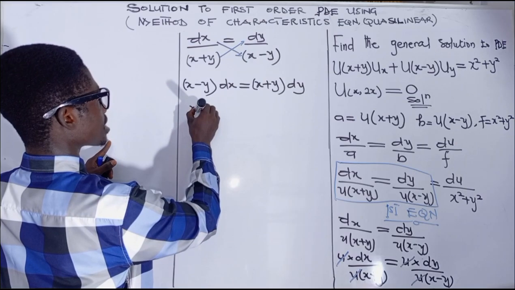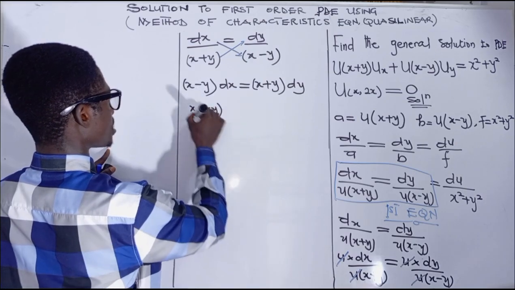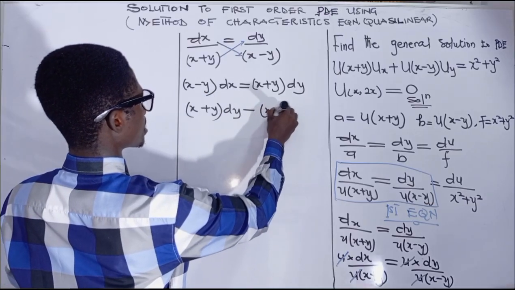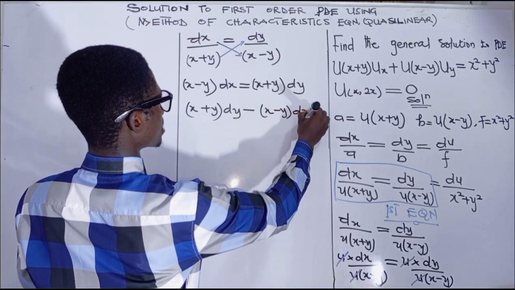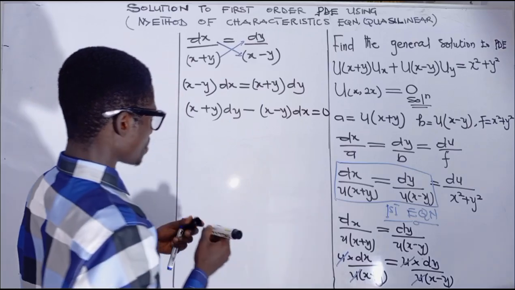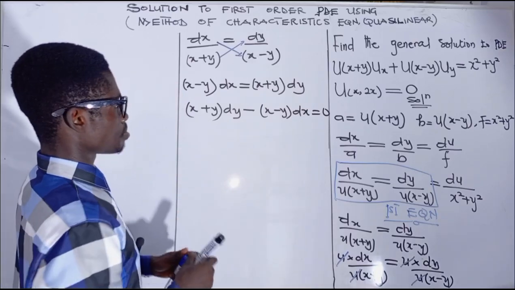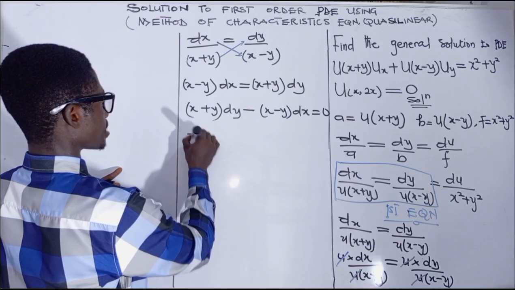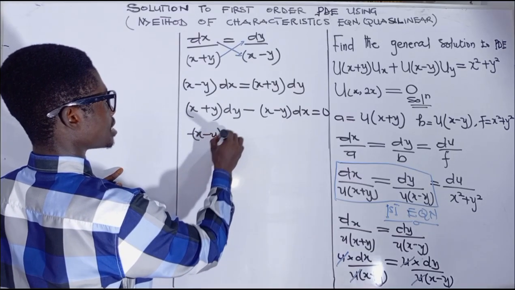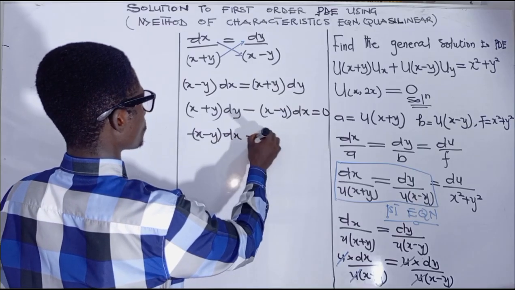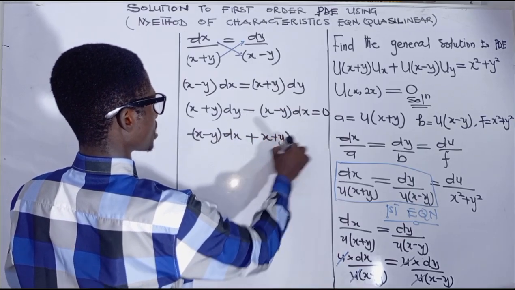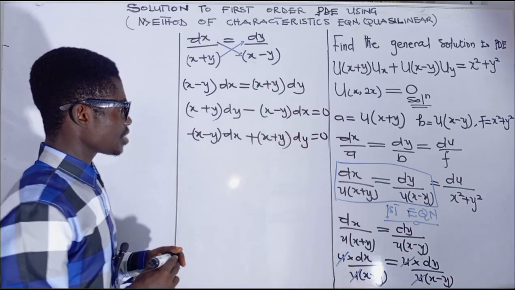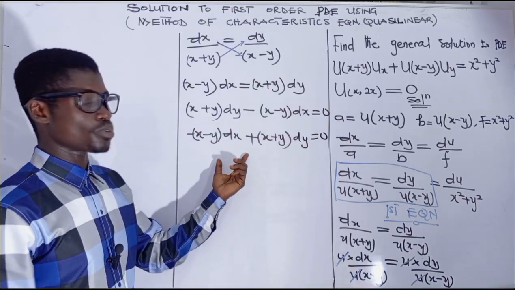So we are going to have (x plus y) dy, then we have minus (x minus y) dx, and all of it is equal to 0. Very, very easy and simple. Let's rearrange them well. Let's bring this one first. So we have minus (x minus y) dx, and then we have plus (x plus y) dy is equal to 0. Now look at this differential equation very well.